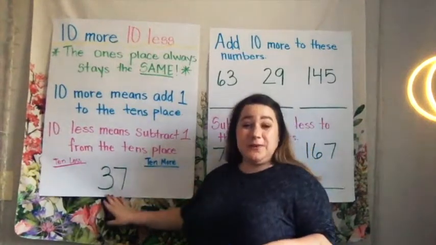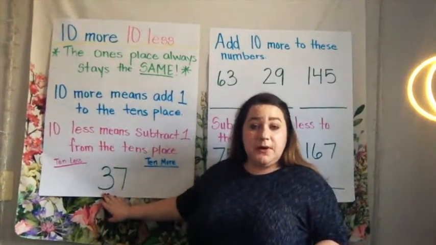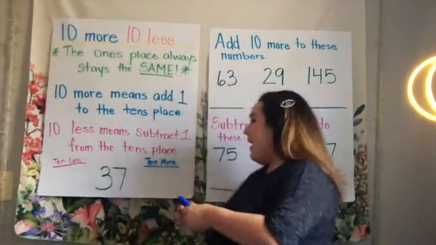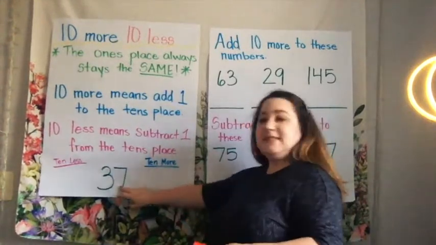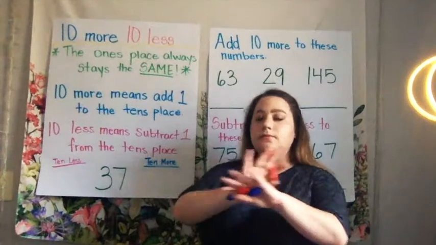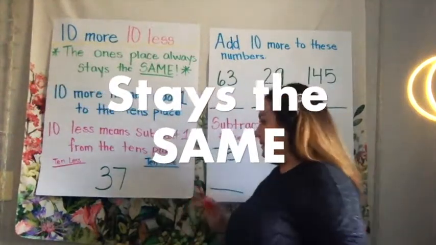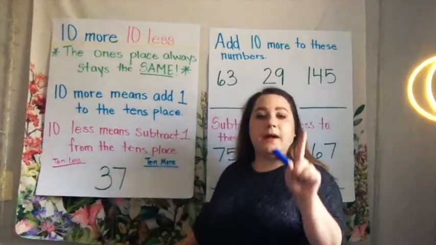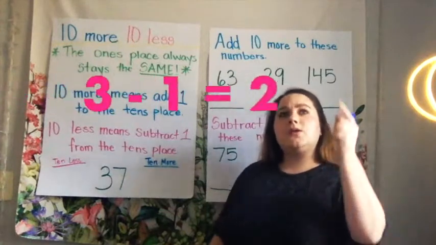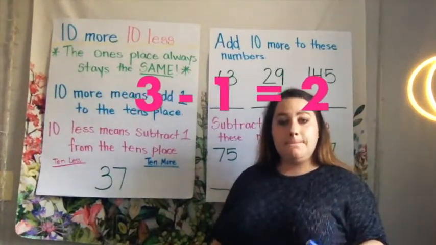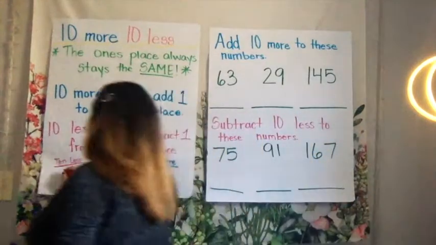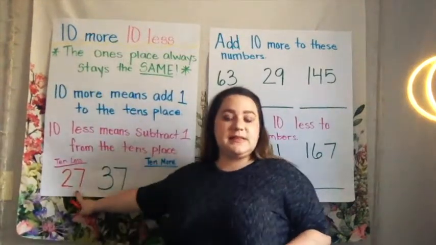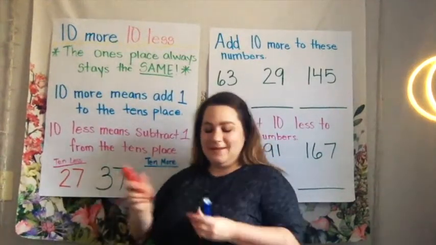So I have a number here and it's 37. What's my number? 37, good. I need to show 10 less. So I know right away that my 7 stays the same. But when I look at the 3, I'm going to subtract 1. 3 take away 1 is 2. So in my tens place, I have a 2. My ones place stays the same. 10 less is 27. Good.